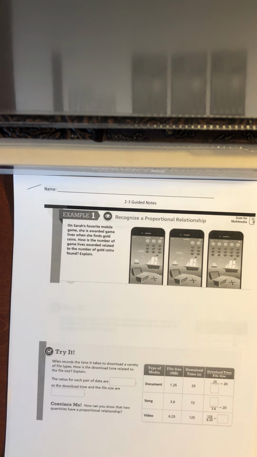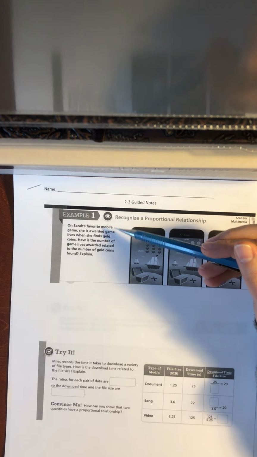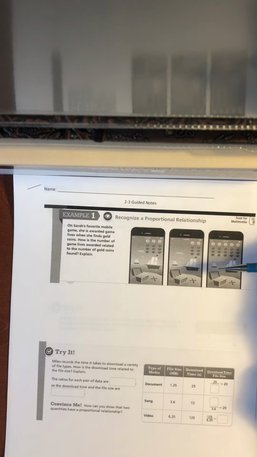Okay, today we're doing 2-3. We're going to be learning about proportional relationships. Okay, so example 1 says, on Sarah's favorite mobile game, she is awarded game lives when she finds gold coins. How is the number of game lives awarded related to the number of gold coins found?